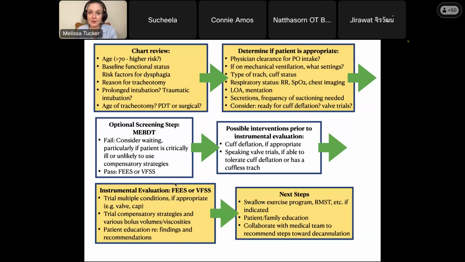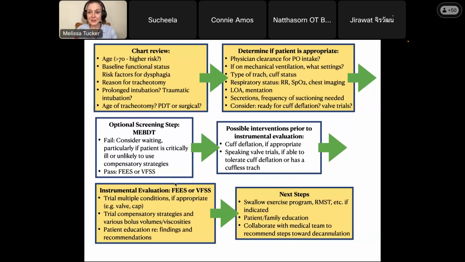If so, their likelihood of having dysphagia and aspiration is increased because we know that prolonged intubation can damage the larynx. And then I want to know the age of the tracheotomy. Did they just get it yesterday? Have they had it for 2 weeks? Was it a percutaneous dilational trach that usually heals up faster with less trauma? Or was it a surgical trach that might be sutured in place and that might need more time?